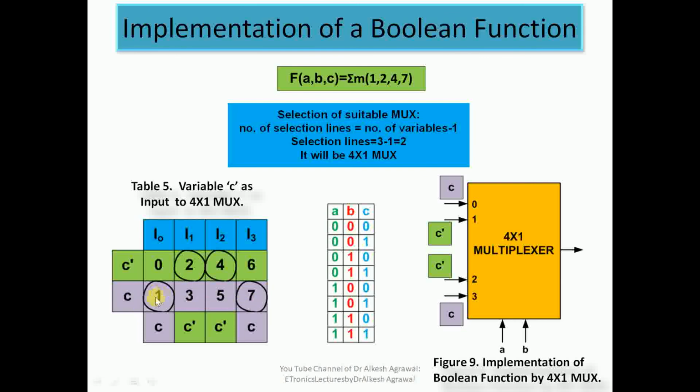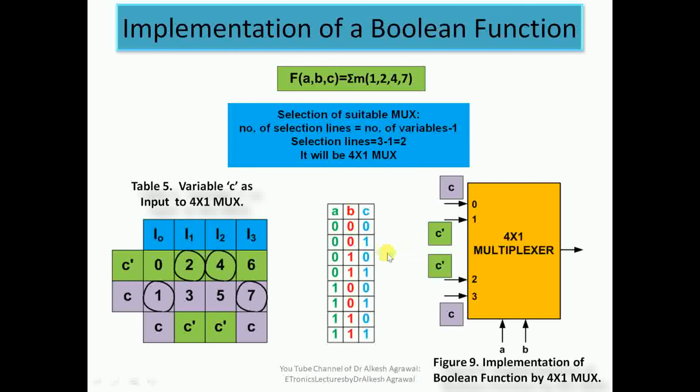Now again I have encircled the minterms that are given in the Boolean function: 1, 2, 4, 7. Again you have to calculate column wise. In this column the lower value is encircled, so it comes out to be C. In this column the upper value is encircled, so the final value is C complement. In this column the upper value is encircled, so the final value is again C complement. And in this column the lower value is encircled, so the value is C. So again inputs are C, C complement, C complement, C.